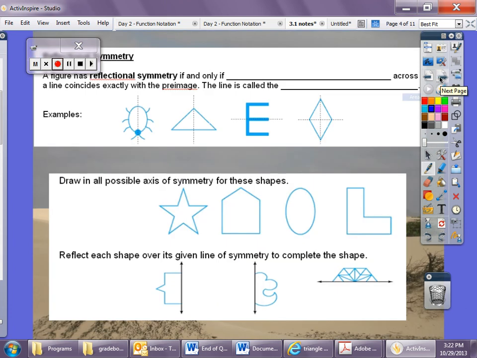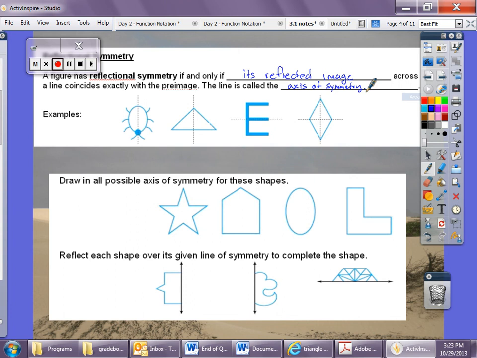Then we get to reflectional symmetry. A figure has reflectional symmetry if and only if its reflected image across a line coincides exactly with the pre-image. And then this line is called your axis of symmetry.